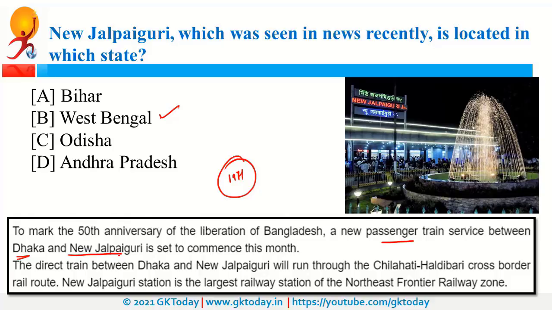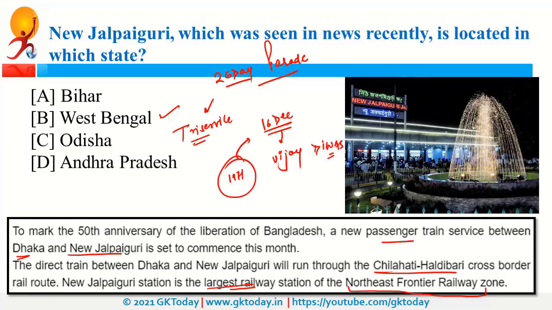This train will run through the Chilahati-Haldibari cross-border rail route. One important point is that the New Jalpaiguri station is the largest railway station in the Northeast Frontier Railway Zone. Now, in this 1971 war, India played a key role, and to mark the victory of India in this 1971 war, we celebrate 16th of December as Vijay Diwas. Recently, Bangladesh was also in the news because in our Republic Day parade, the tri-service contingent of Bangladesh participated.